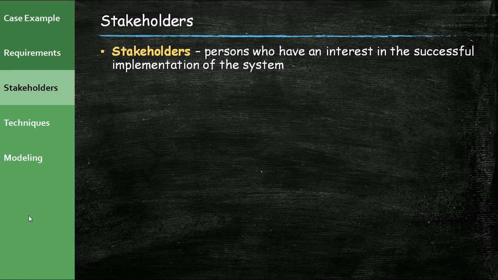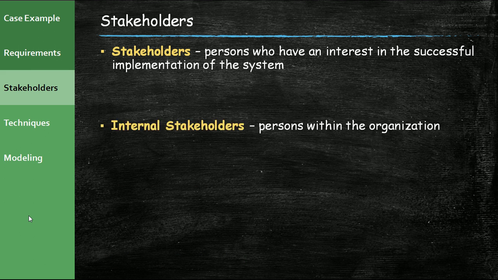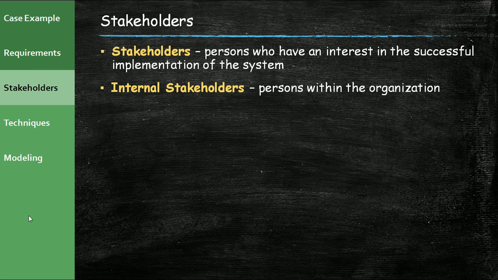So these are the people that want the system to be successful. So they're the people that we have to keep happy. They're the ones that we have to make sure are going to accept this system. You have internal stakeholders. These are the persons within the organization.